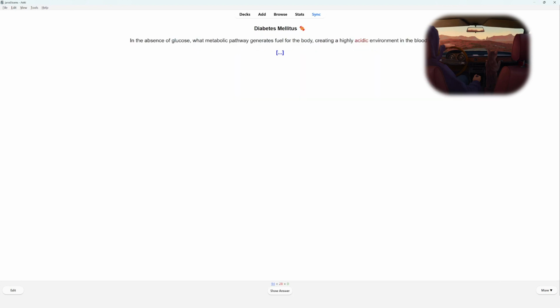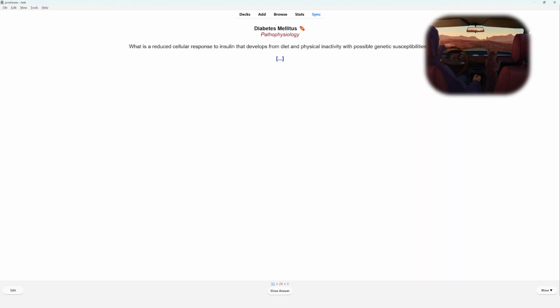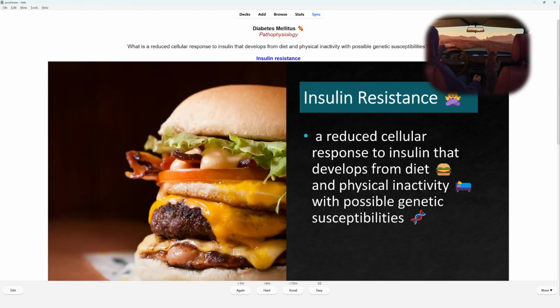In the absence of glucose, what are the alternate metabolic pathways? Proteolysis and lipolysis. Oh, lipolysis. What is reduced cellular response to insulin that develops from diet and physical inactivity with possible genetic susceptibilities? Insulin sensitivity, or insulin resistance rather.